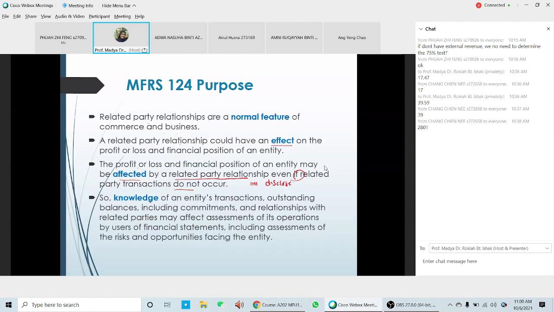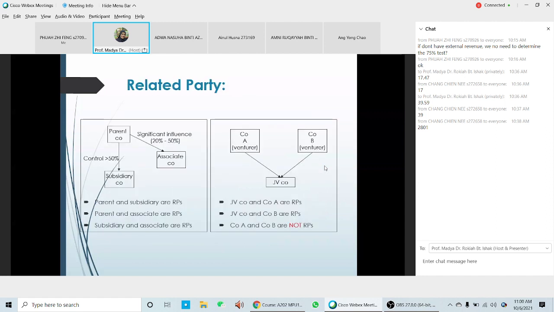Knowledge about the entity's transactions, outstanding balances, including commitments, and relationships with related parties may affect assessments of its operation by users of the financial statements, including assessment of the risks and opportunities facing the entity. So you need to provide a disclosure of who the related party is, even though no transactions occur. This one is important.